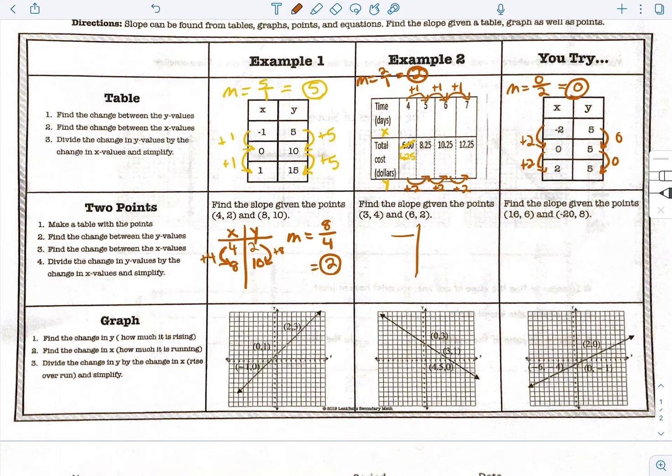We're going to do the same thing for this next example, right? We got our x, y. And then 3, 4. So that's 3, 4, 6, 2. Now we look for our change in y. It looks like we went down 2. So that's negative 2. And then the x, looks like we went up 3. So then our slope is the change in y, which was negative 2, divided by our change in x, which was positive 3. And look at that. Our slope is negative 2 over 3.